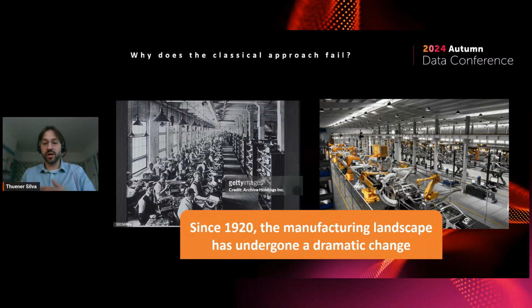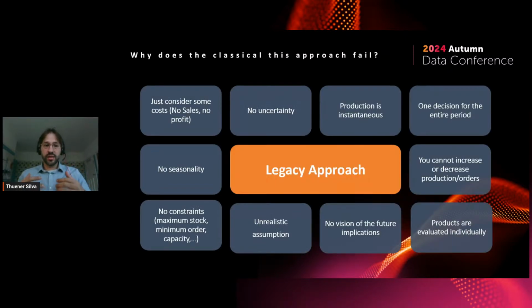Then they build safe stock. So then everything starts with this very old methodology. Sometimes they use something a little more modern, but it's from like 50 years ago, like 30 years ago. Nothing from the last 30 years. So then what will happen with this legacy approach, right? So why does this classical approach fail?